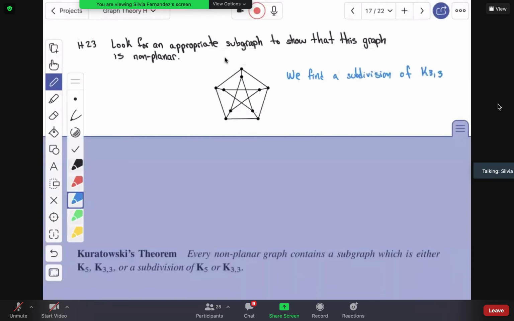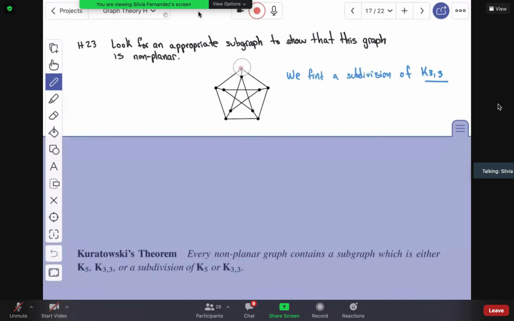One reason why we're doing K33 and not K5 in this one is because K5 needs vertices of degree 4, and this one doesn't have vertices of degree 4. They're saying to look for an appropriate subgraph to show that this graph is non-planar. It has to be K5 or a subdivision of K5, K33 or a subdivision of K33. It cannot be K5 or a subdivision of K5 because we would need vertices of degree 4, and there aren't any here. So we're going to find one of K33.